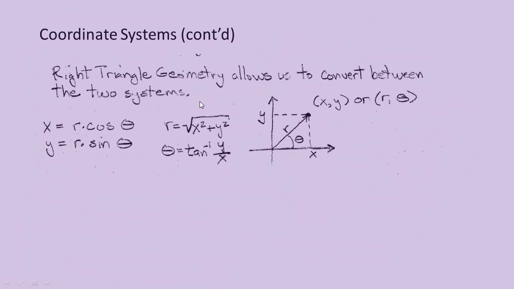Now, to reverse the process, if we know the x and y coordinates in the Cartesian system, we can come up with the value of r by using the Pythagorean theorem. So the square root of x squared plus y squared will give us the length of this hypotenuse, and of course that hypotenuse is just the distance between the origin and the point. And we can find this angle theta by taking the inverse tangent of y divided by x.